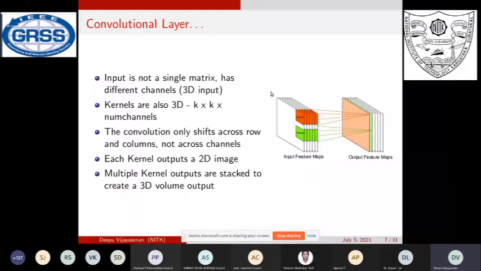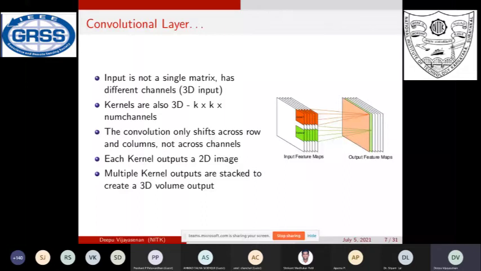When you have one kernel, you get one 2D image. When you have a second kernel, you get another 2D image. When you have multiple kernels, you get many different 2D images, which are stacked together to create a 3D volume. So this is the full detail of a convolutional layer. You have an input, which is a 3D volume. You have a set of kernels, each of them a 3D matrix, k cross k cross number of channels. Each kernel, when you do multiply accumulate, gives one 2D output. Across all the kernels, you get multiple outputs, and together you get a 3D volume at the output.